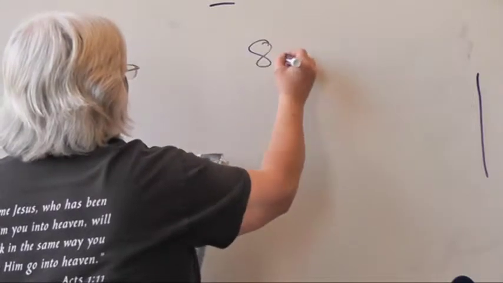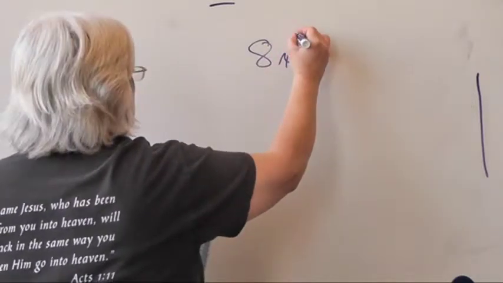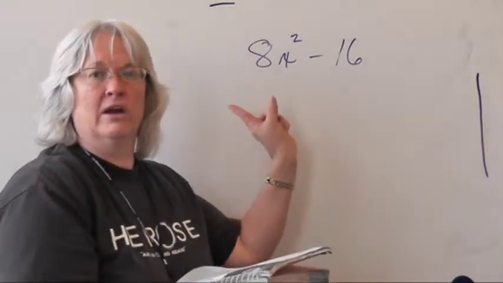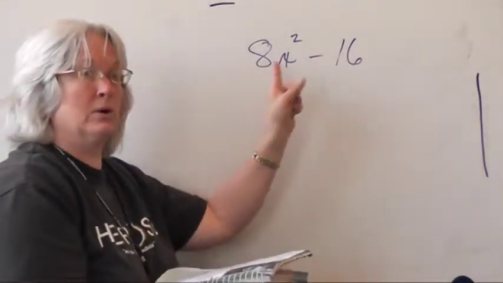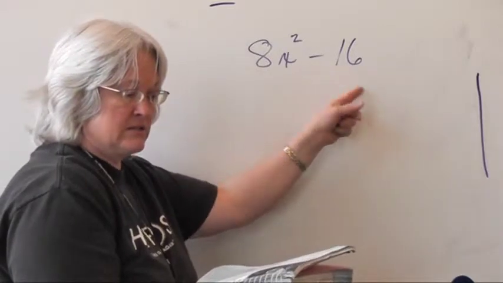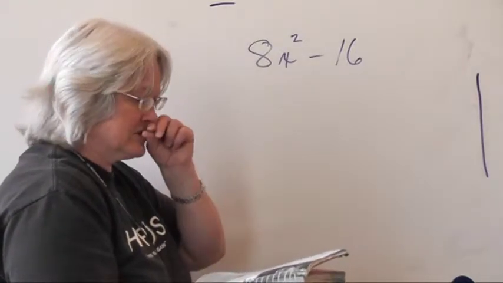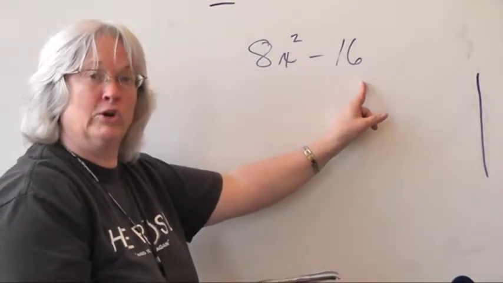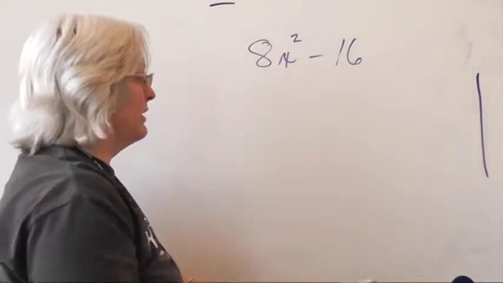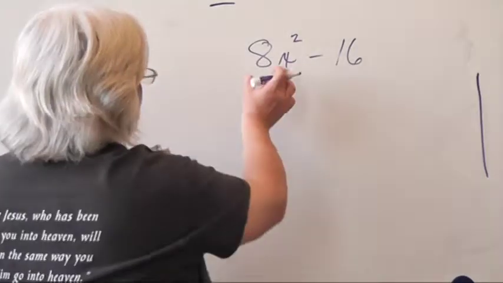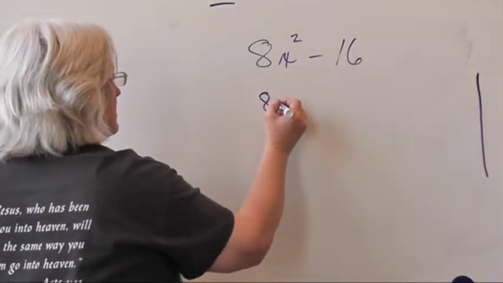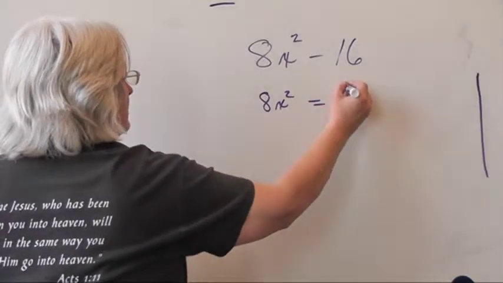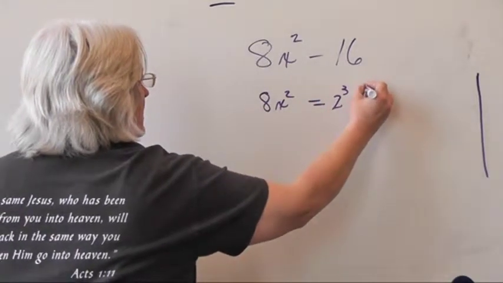which asks us to factor 8x squared minus 16. We have two terms here. We have the 8x squared and we have the negative 16. So first, what we want to do is take each term and factor it into primes, find the greatest common factor. So if we factor 8x squared, this is 2 cubed times x squared.